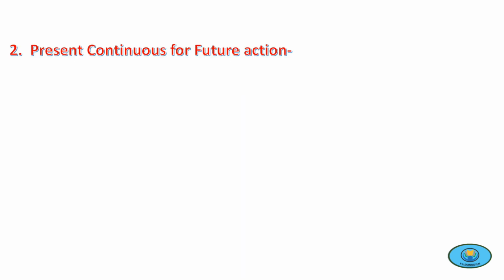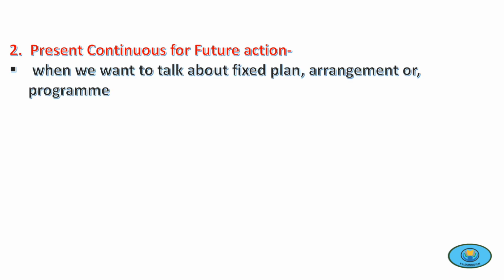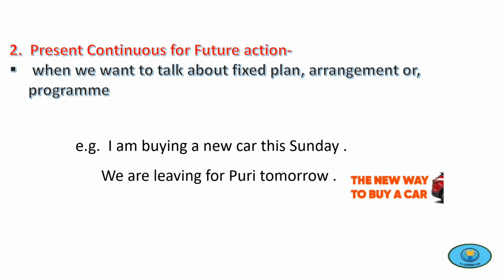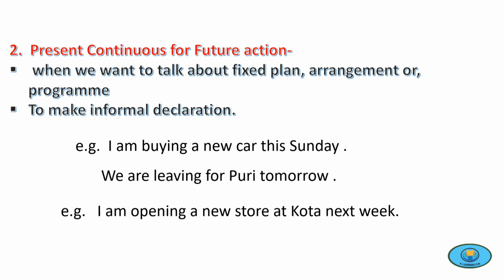We can also use present continuous tense to tell about our future actions. When we want to talk about any fixed plan, arrangement, or a program, we can use present continuous tense. Like, I'm buying a new car this Sunday. The plan is fixed. There is no change in the plan. We are leaving for Puri tomorrow. The plan is already made. Or to make an informal declaration like, I'm opening a new store at Kota next week. So when the plan is fixed, it is predetermined, then you can use present tense.